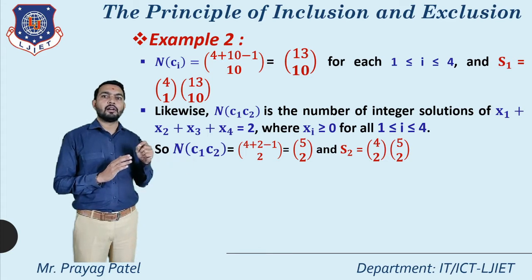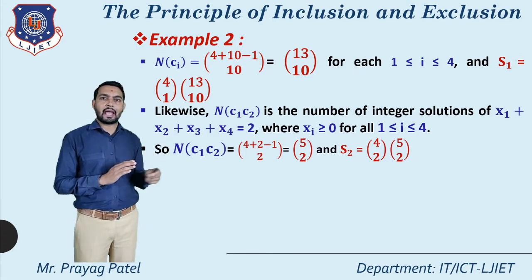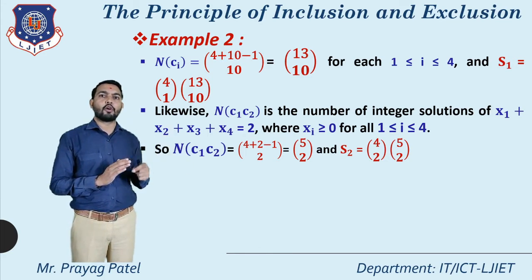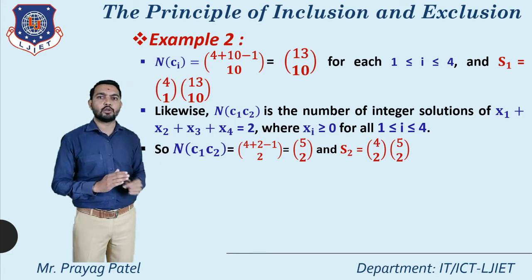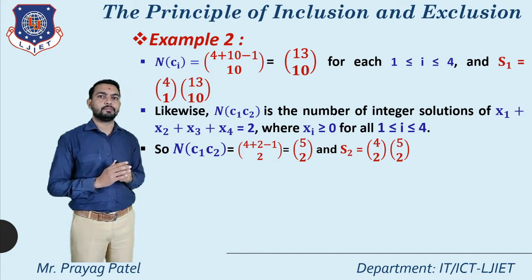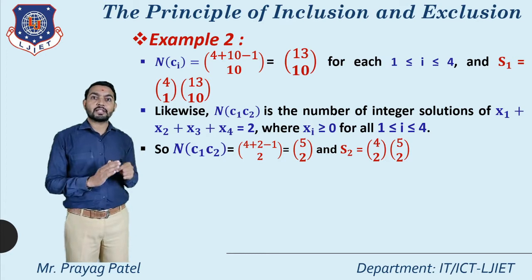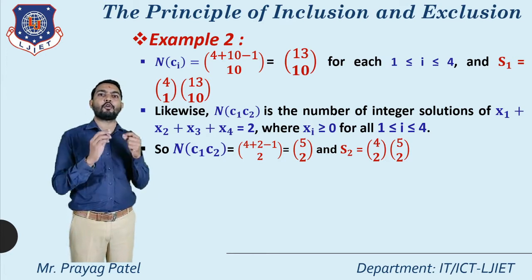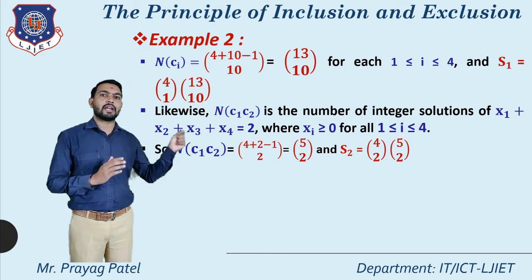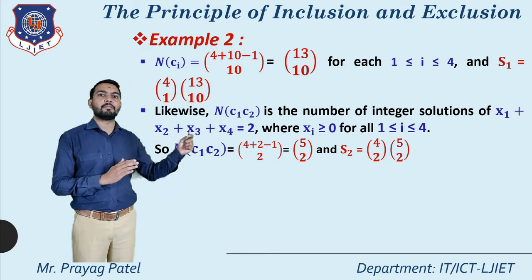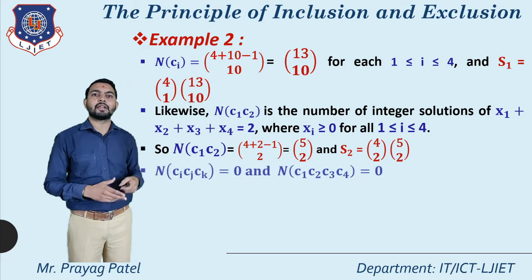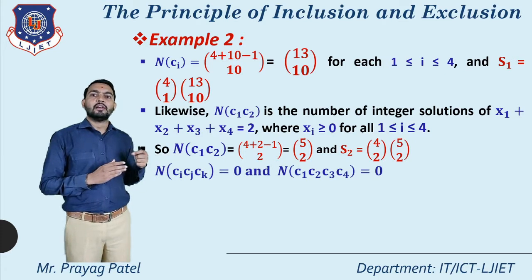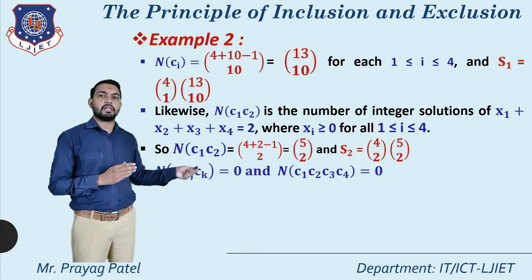So here 4 is considered as n, and r equals 2. So (4 plus 2 minus 1) C2 is equal to 5C2. Now S2 means how many times this condition will be satisfied. This condition will be satisfied for 4C2 times. So first we write 4C2 and the second part is 5C2, so the multiplication of these two. Now next NC1, C2, C3, like this.